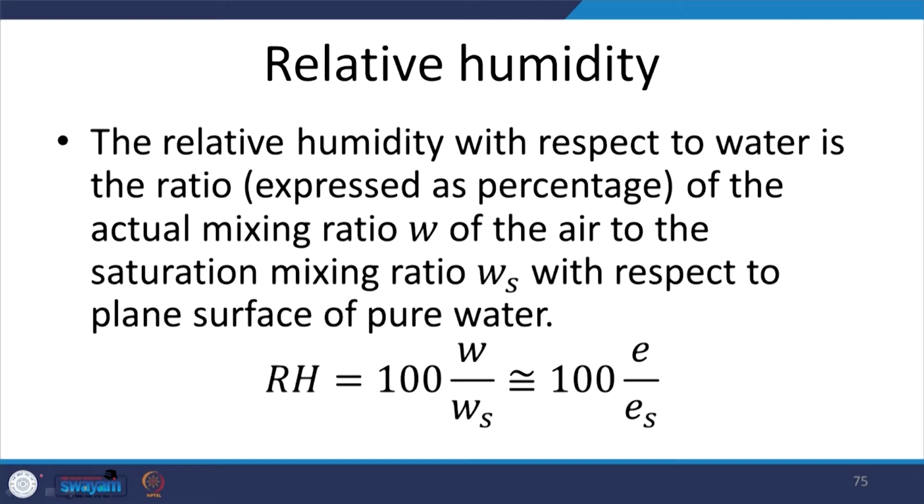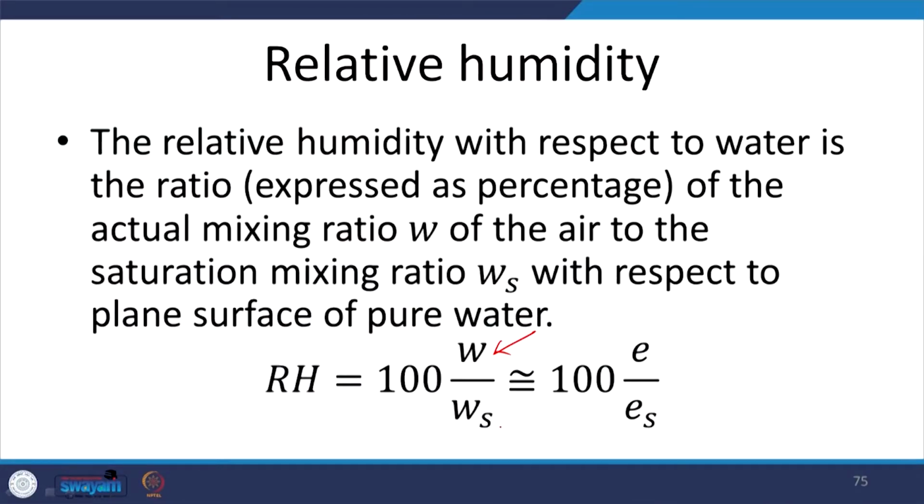If you take an air parcel at a particular pressure and a given constant temperature, if Ws is the amount of moisture that is required to reach saturation and W is the existing amount of moisture, then the relative humidity is simply the ratio of the mixing ratio to the saturation mixing ratio, expressed in terms of percentage, right.